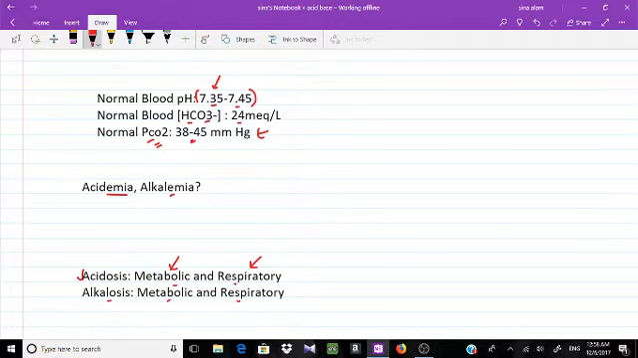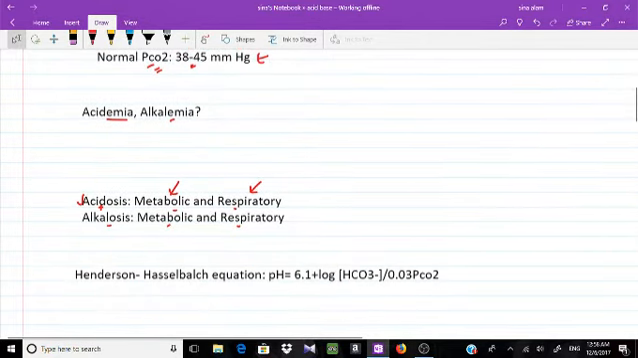By the way, in advanced discussion, you will see that there may be mixed types of acidosis and alkalosis, or two mixed acidoses, two mixed alkaloses, or vice versa: acidosis with alkalosis, alkalosis with acidosis. So mixed types of disease can also happen.